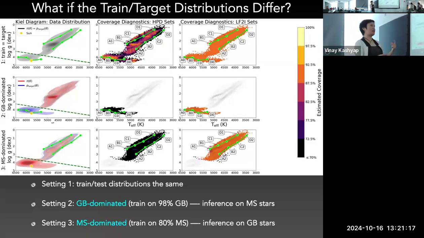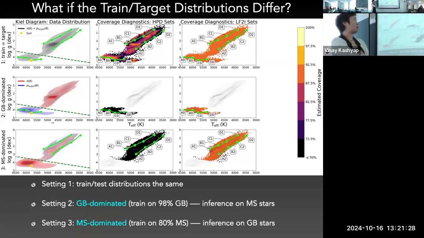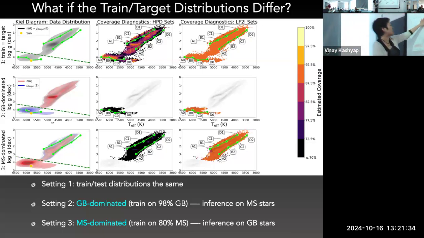So then I told my student, why don't you change your train set? So we made a setting which is giant dominated. We train on the giants, 98% giants, and we make inference on the main sequence stars.